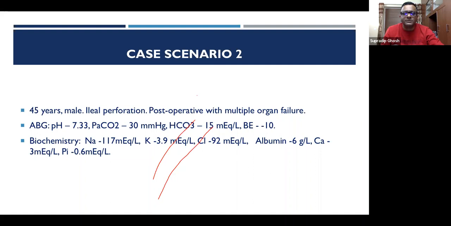Now, what is the type of metabolic acidosis, Santosh? Sodium is 117, chloride is 92, and bicarb is 15. So that means sodium minus chloride minus bicarbonate. That is around 10. And we have to correct it with 0.6, this albumin. 4 minus 0.6 into 10. Yeah. How much? So it is around 18. So corrected anion gap. So it's a high anion gap metabolic acidosis purely.